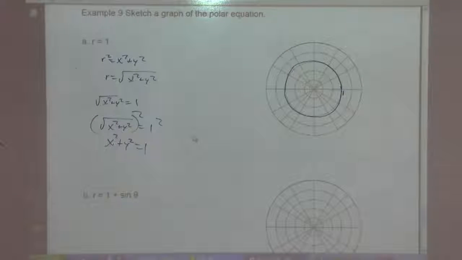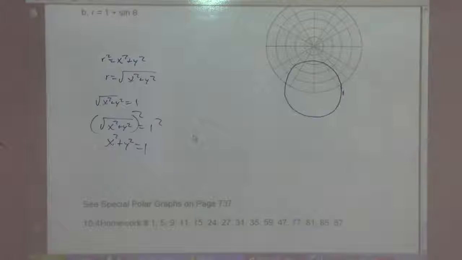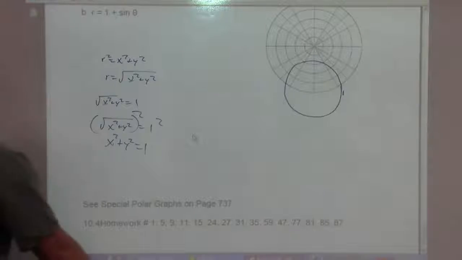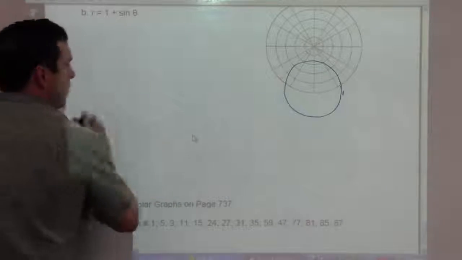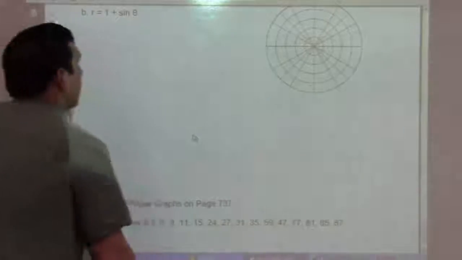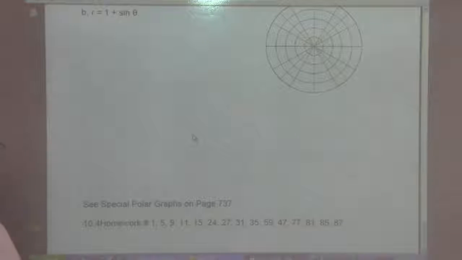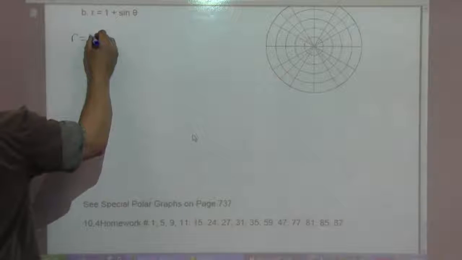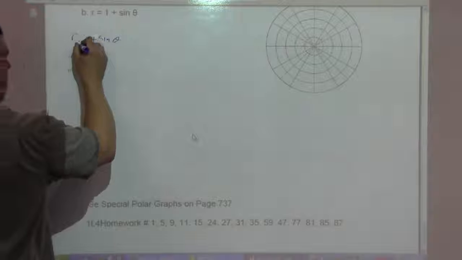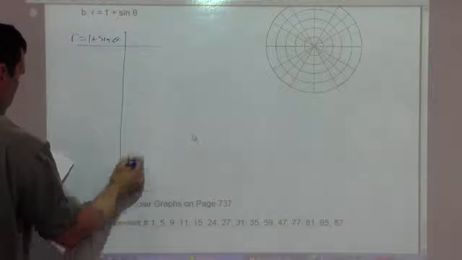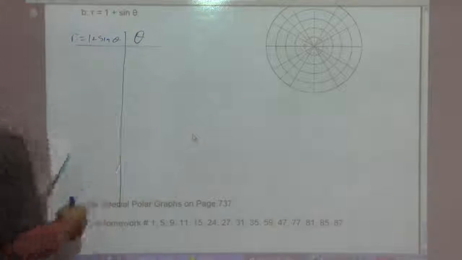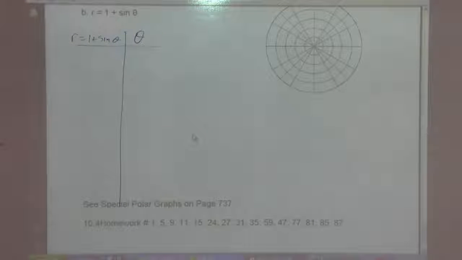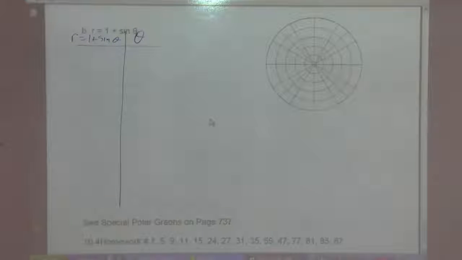I'm going to scroll up here. Pause if you want. R equals 1 plus sine theta. Now when I do these kind of graphs, let me lower that just a bit because part of the graph is too high.